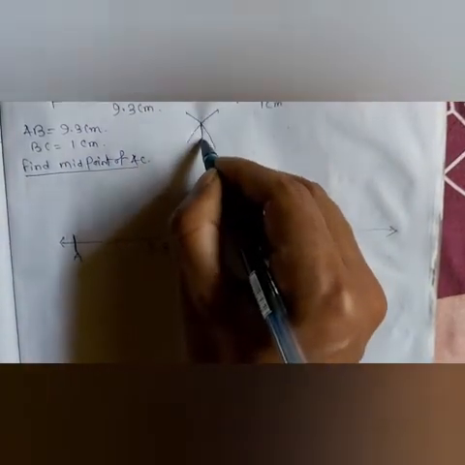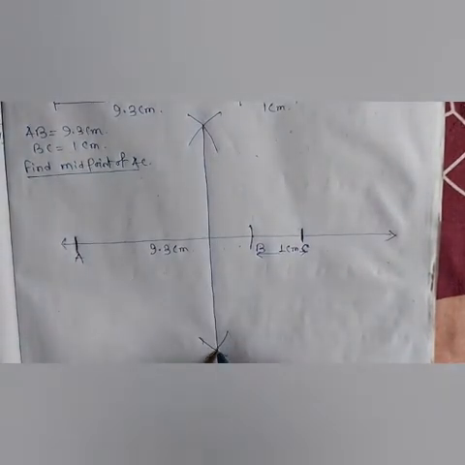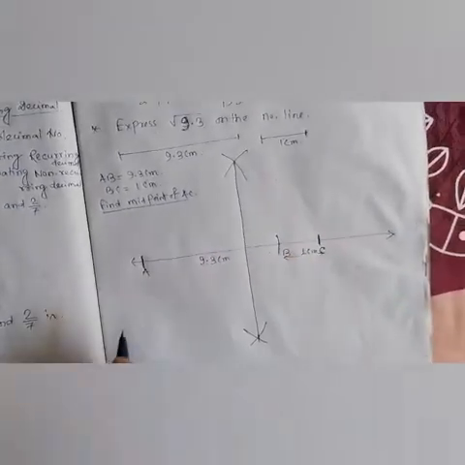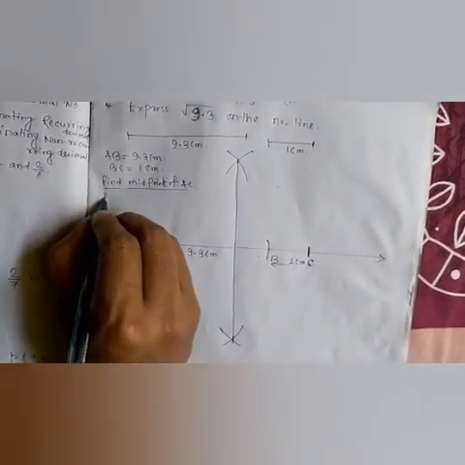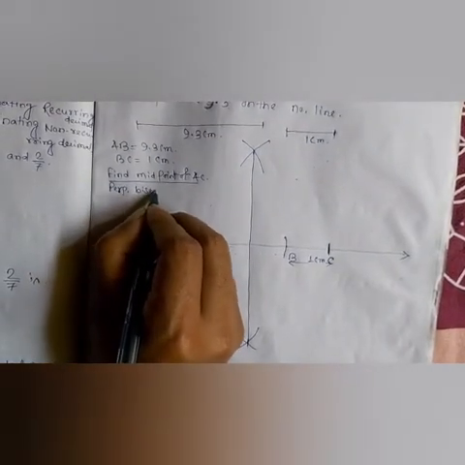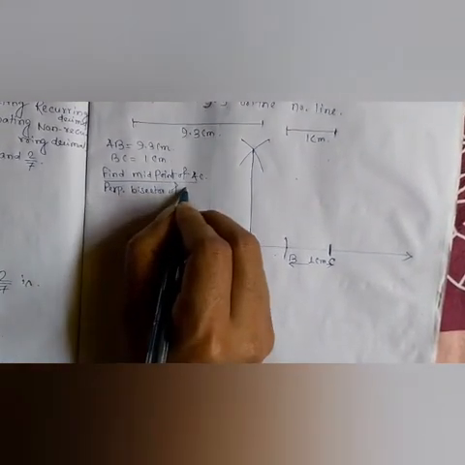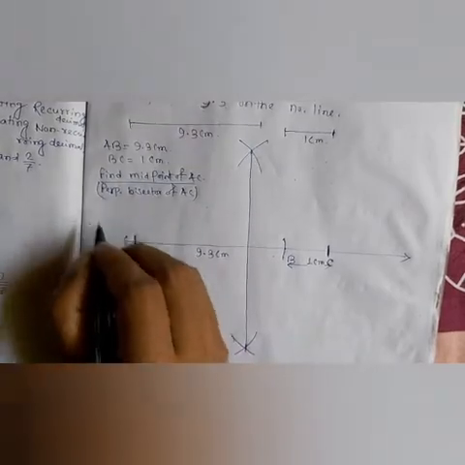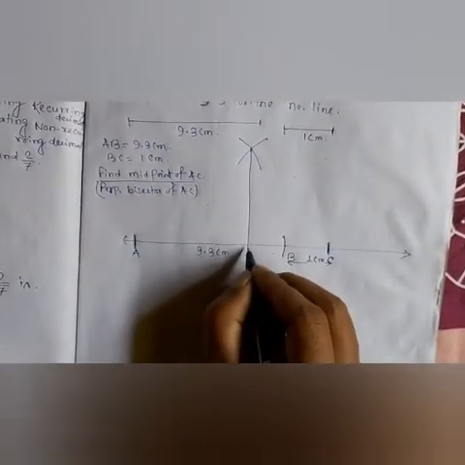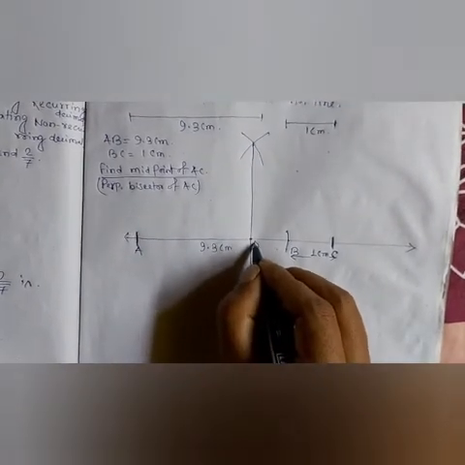Then we have to join this. That means this one is the perpendicular bisector of AC. This one is the perpendicular bisector of AC, and this line meets BC at the point, suppose D.